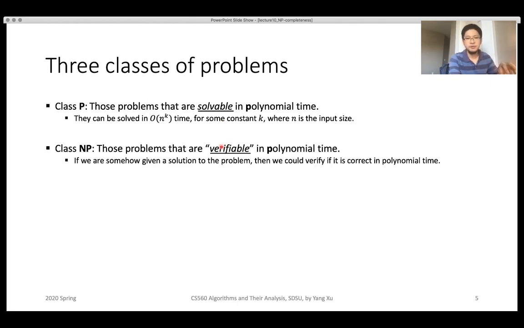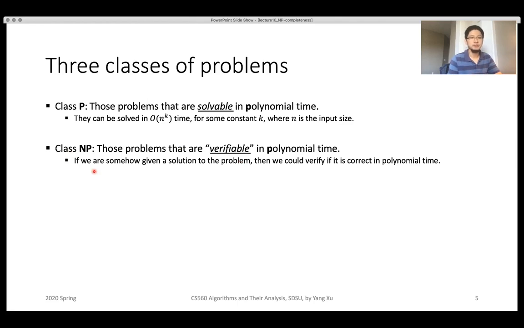By verifiable, we mean that if we are given a candidate solution to the problem, then we can verify whether this solution is correct or not within polynomial time. Then we say this is verifiable, and this problem belongs to NP. It's quite different. Verifying a solution is much easier than actually solving a problem, right? So this is a different type, which is called NP.